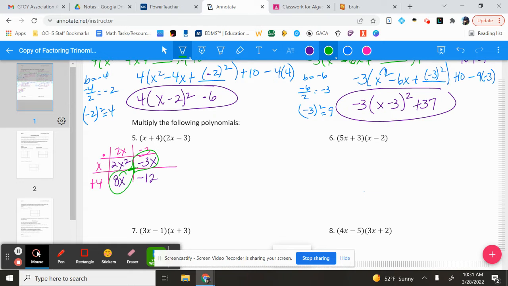Remember, I want to combine my like terms, which always happen on the diagonal when we peanut. And it tells me what to do with these. In this case, we need to add. So for my final answer, I get 2x squared plus 5x, because 8 plus negative 3 is 5, and minus 12.